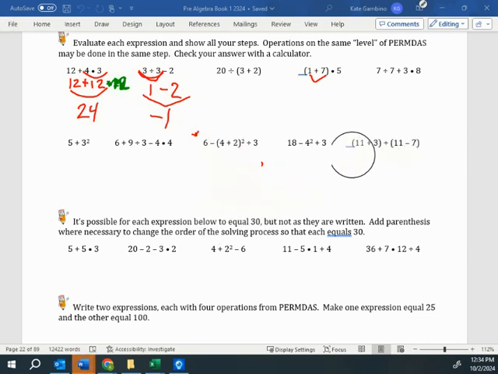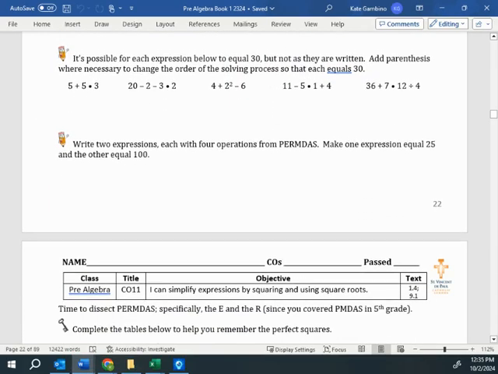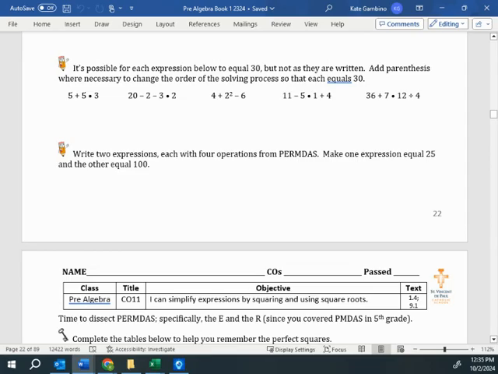You're going to finish this section. Well, let's look at our next section. Our next section, we're going to use those parentheses to our advantage, right? It says it's possible for each of these expressions below to equal 30, but not as they're written. If we did order of operations the way they are right now, we will not get 30 for our answer. 5 plus 5 times 3 would be 5 times 3 is 15, plus 5 is only 20.